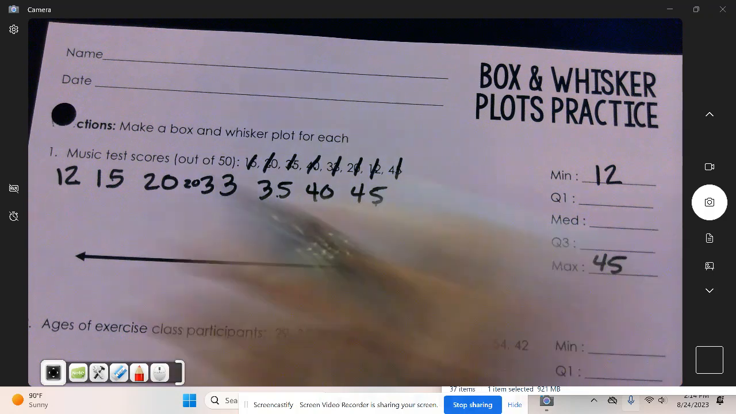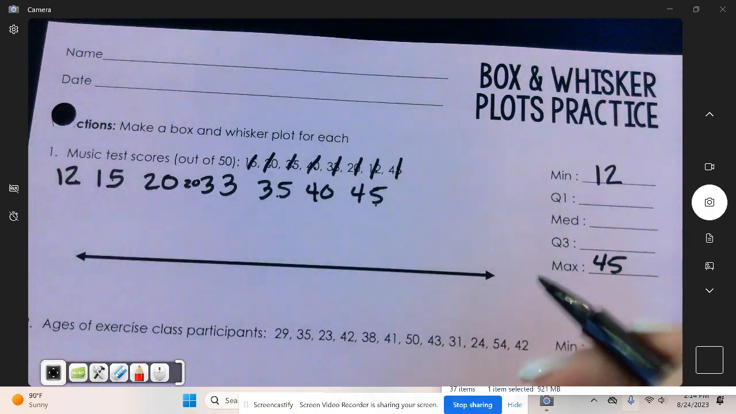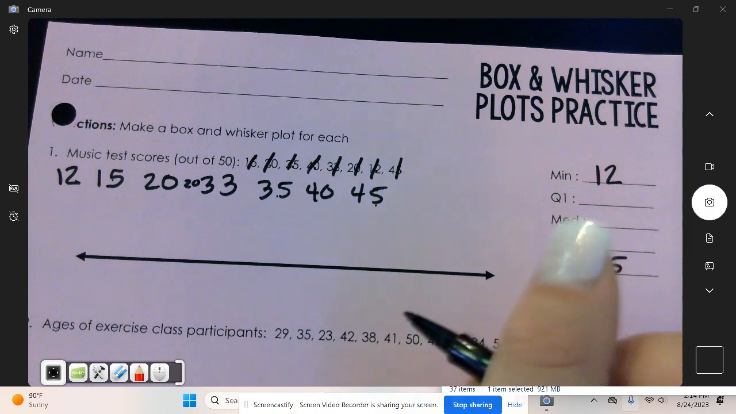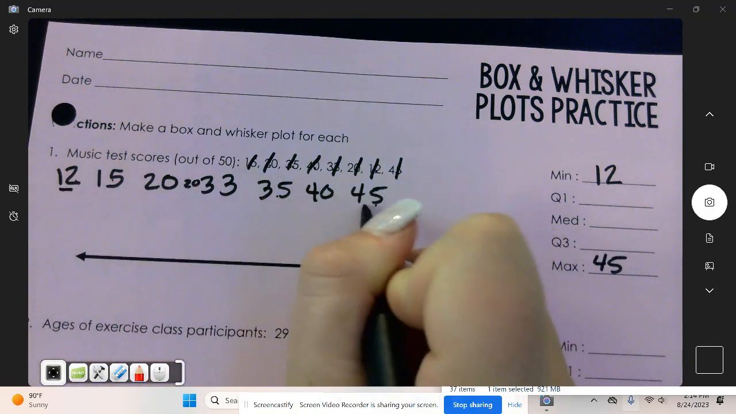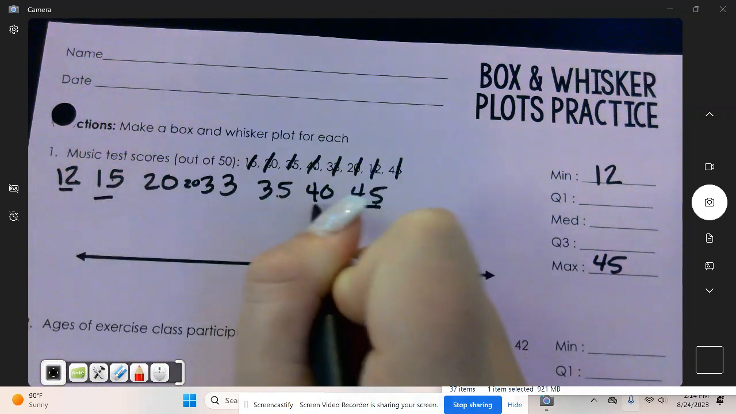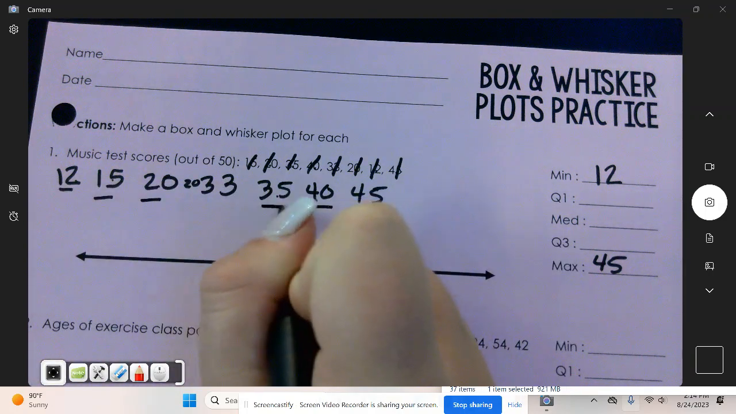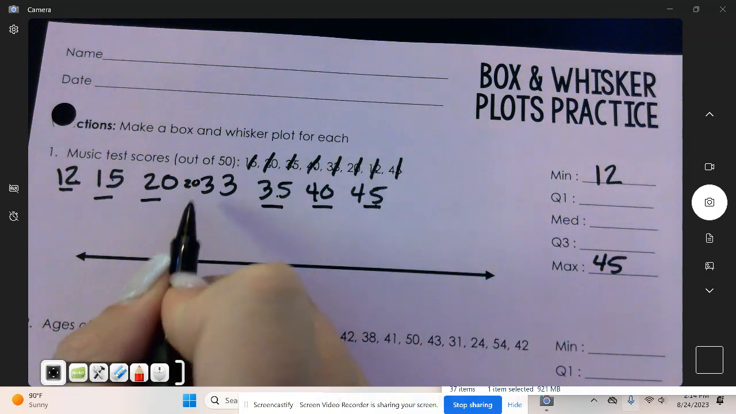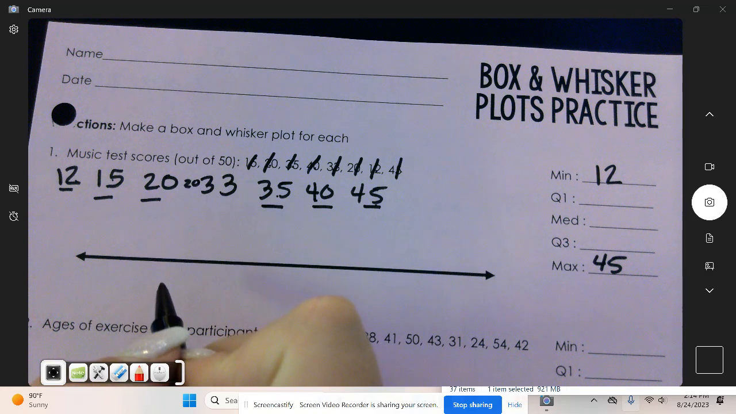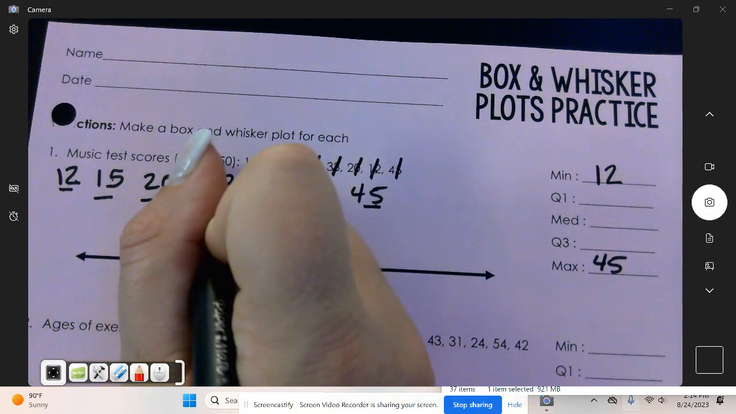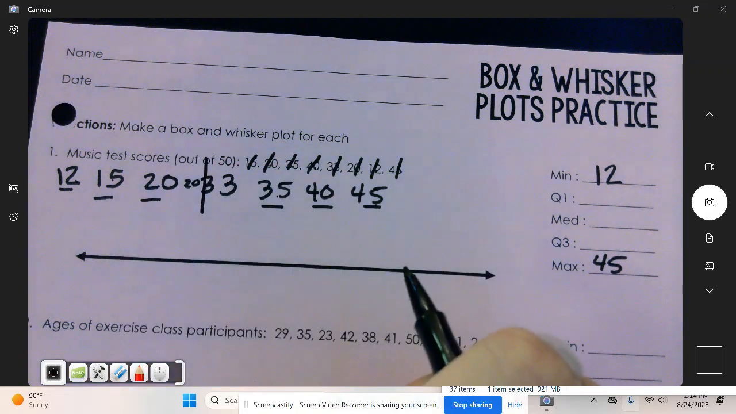Instead of slashing through the numbers, though, because we're going to use these numbers more than once, I'm going to underline my numbers to find the median, okay? So I'm going to go back and forth until I find the median. But I have two numbers in the middle. I have a 20 and a 33. What do I do if I have two numbers in the middle? Add them and divide it by 2. So I'm going to chop it in half right there.